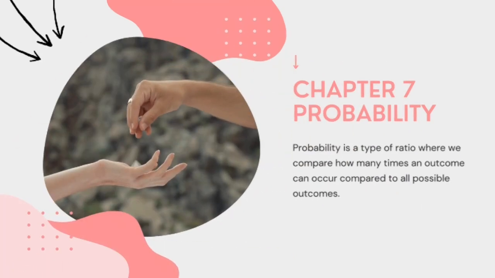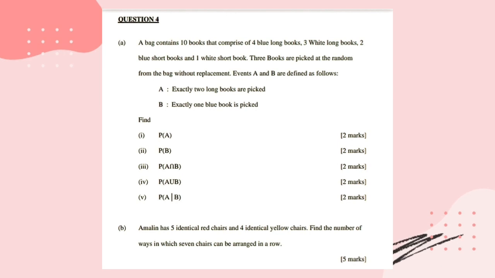Next is Chapter 7, which is probability. Probability is a type of ratio where we compare how many times an outcome can occur compared to all possible outcomes. So, this is a question related to probability. Let's see how to solve it.